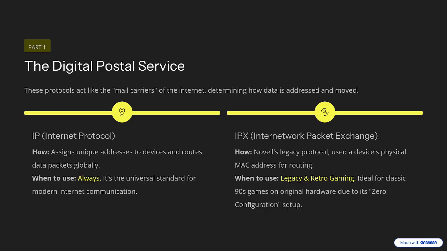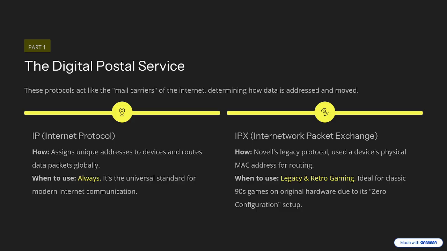So the first part will be the digital postal service and data transmission. Protocols in this category act like the mail carriers of the internet. They determine how the data is addressed, moved, and prioritized.